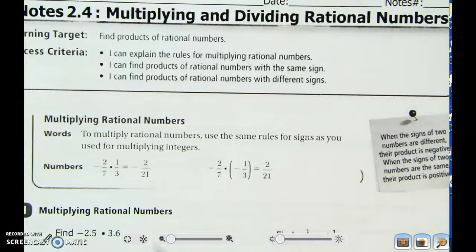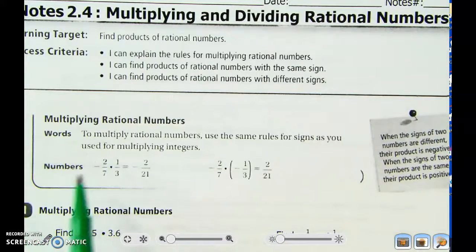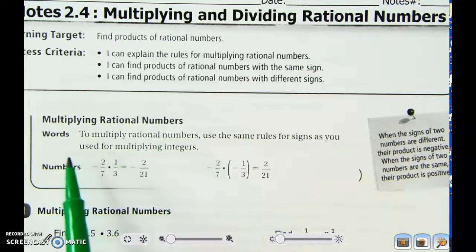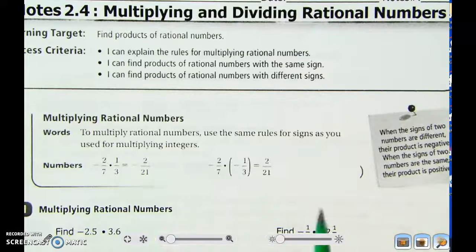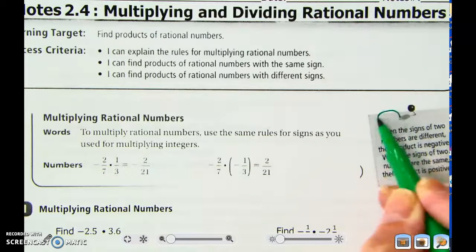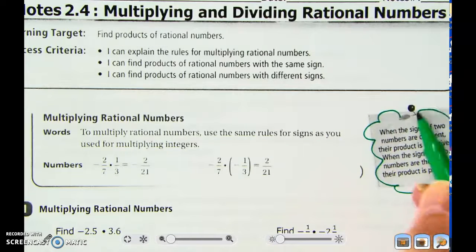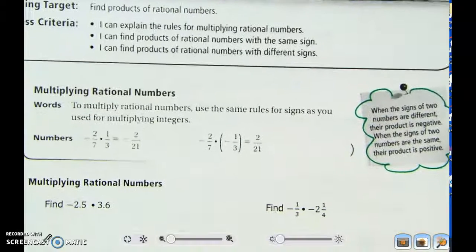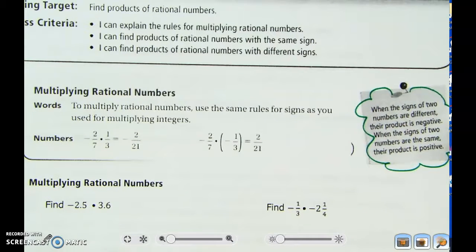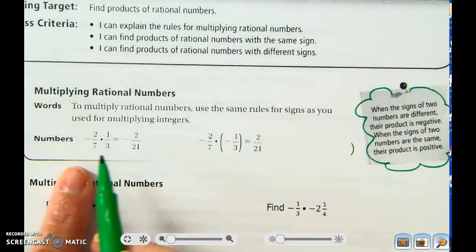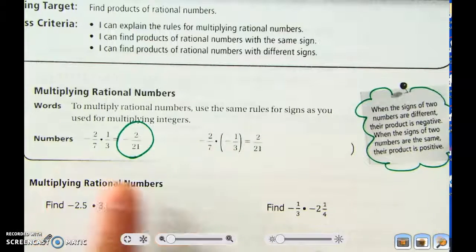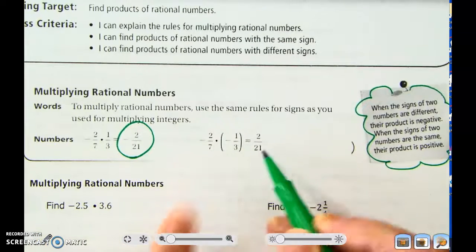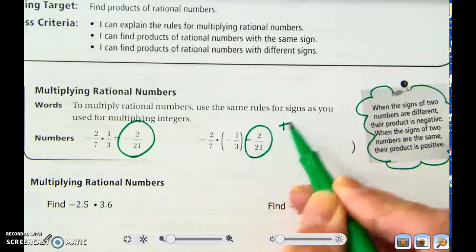All right, some key ideas are here. So multiplying rational numbers. In words, to multiply rational numbers, use the same rules as you use for multiplying integers. Okay, so here is the rule right here, or rules. Same sign is positive, different signs, the product is negative. Here they show different signs, so you have a product that's negative. Here we have the same signs, both are negative, your product is positive.